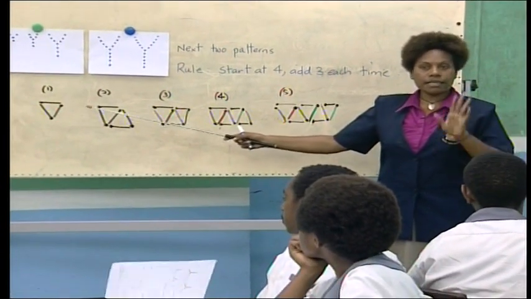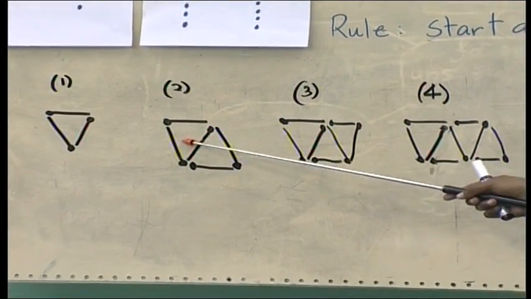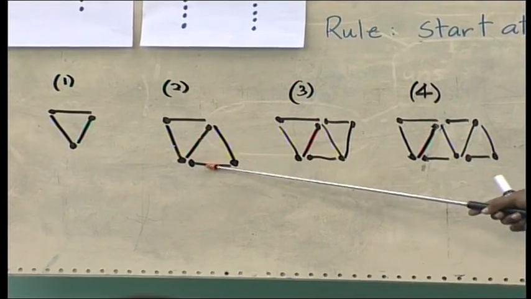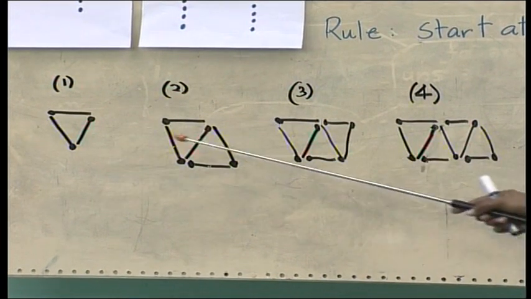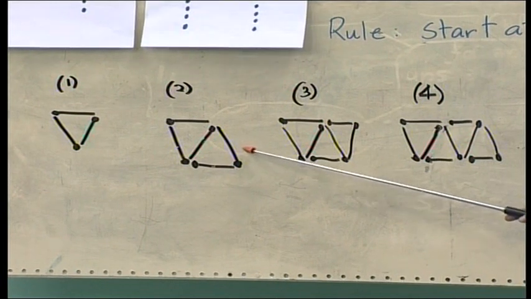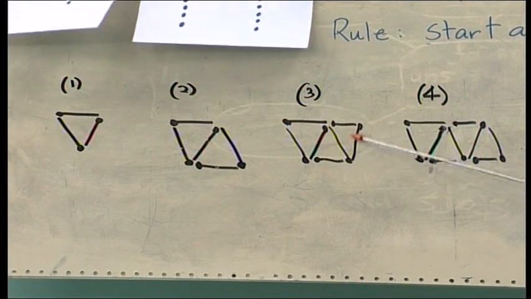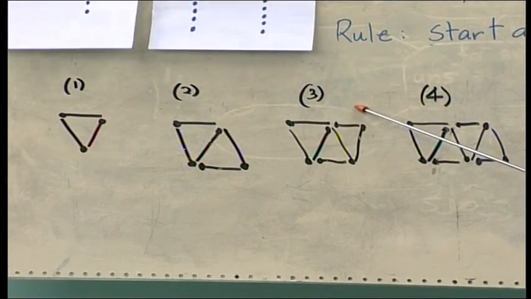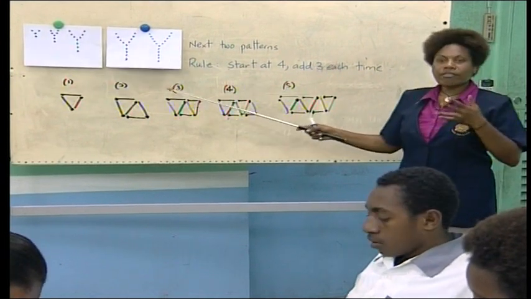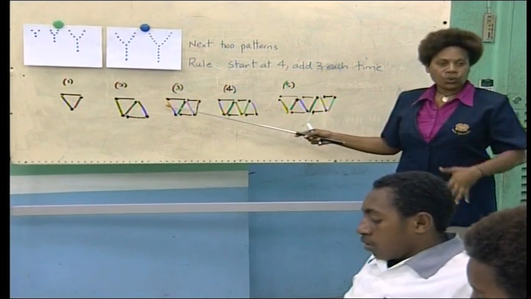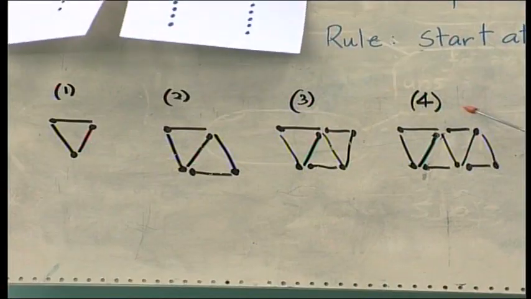Okay, pattern 1 starts with 3. Pattern 2, there are 2 triangles. So 1, 2, 3, 4, 5. There are 5 matchsticks. So 3 plus how many gives you 5? 2. So here pattern 3, there are 1, 2, 3, 4, 5, 6, 7. There are 7 matchsticks. So from 3, 5, 7. So every time we are adding 2. So the pattern in there is add 2. Start at 3 and you add 2 each time.